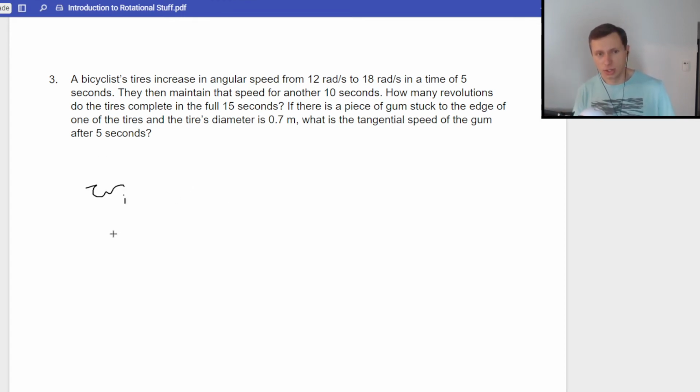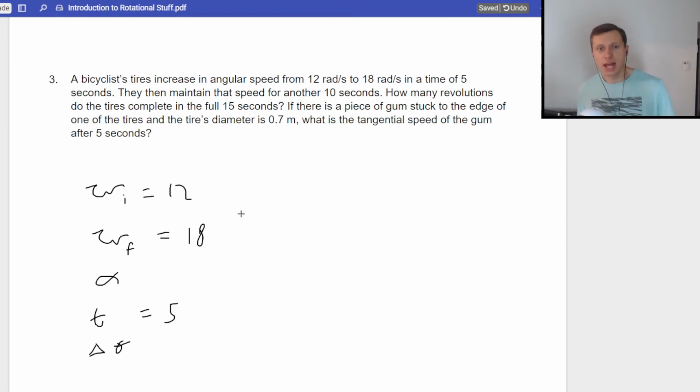Okay, so for this question, it starts out exactly the same. Omega initial, omega final, alpha, time, and delta theta. They even give us a lot of the information. It started at 12 radians per second, ended at 18 radians per second, and they set a time of 5 seconds. And then, there's another thing I need to mention here. They give 3 times: 5 seconds, 10 seconds, and 15 seconds. So it's really important to read this question carefully and understand that this journey that the bicyclist is taking can be split up into 2 parts. The part we're looking at right now is for the first 5 seconds, and then we're going to have to do another equation for the last 10 seconds. Then we're going to add the 2 answers together. That's how you get the full 15 seconds.